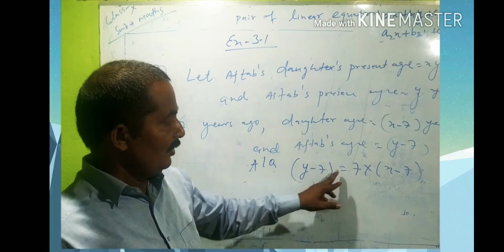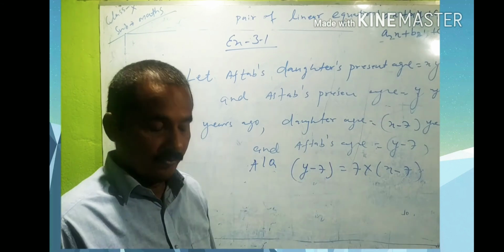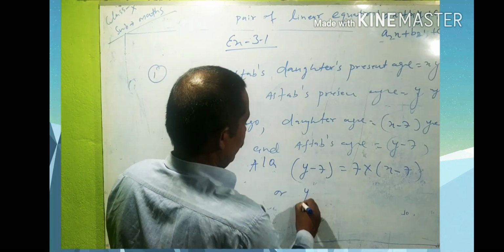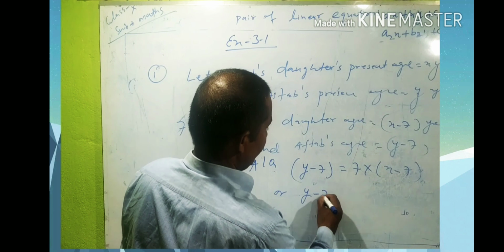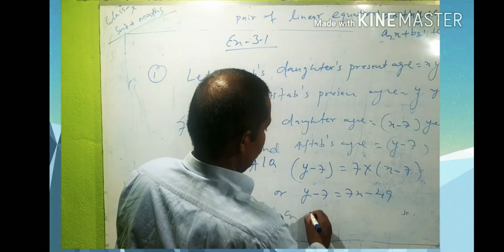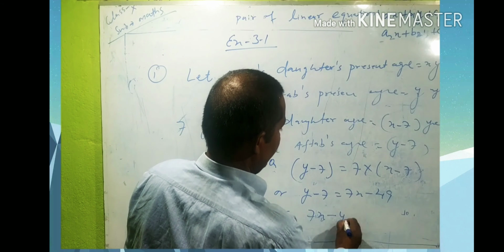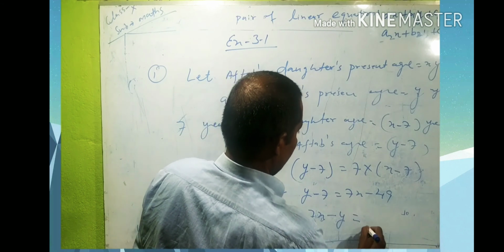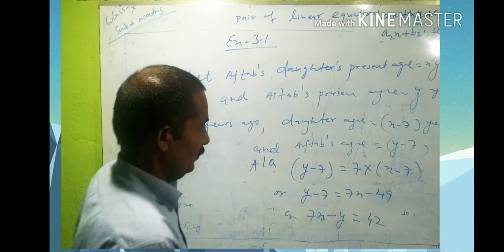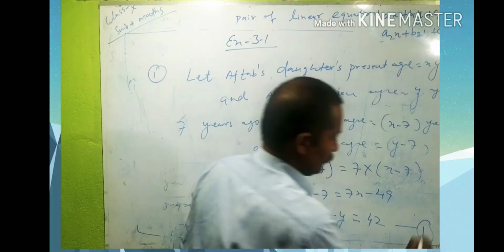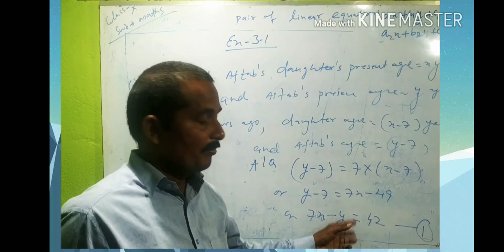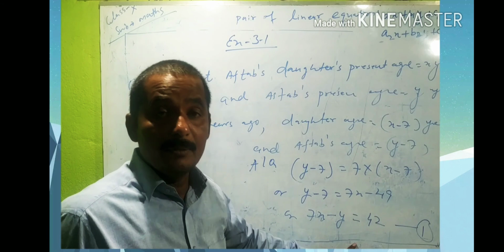y minus 7 is equal to 7 into (x minus 7). And you will try to rearrange this one here. Like, y minus 7 is equal to 7x minus 49, or 7x minus y is equal to 42. Yeah, this is the equation, and this is the algebraic representation.